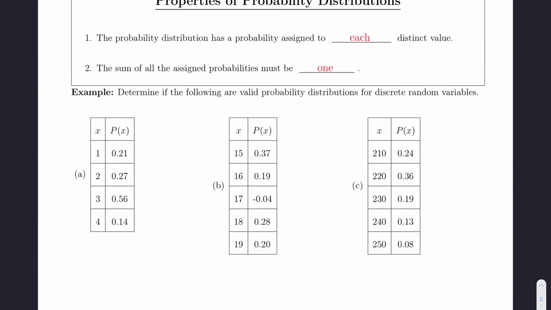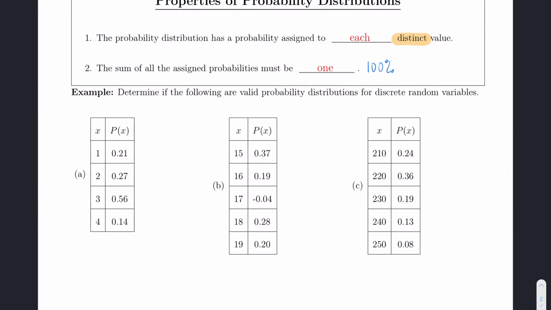So now let's talk about the properties of these probability distributions. If you look at this first property, it says that each value is assigned a probability. But more than that, it says each distinct value. What this means is that the very first thing that you should do is make sure that one, your variable is discrete, and two, each value is distinct, right? That one value does not show up more than once. The second property of probability distributions is that when you add up all of your probabilities, you should get 1, or if you're doing it percentage-wise, 100%.